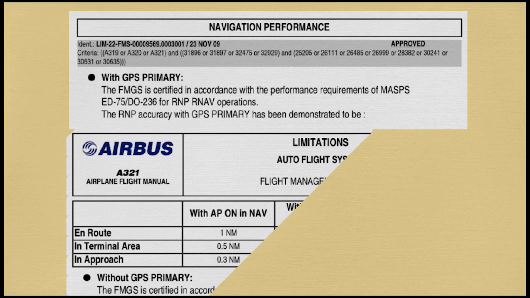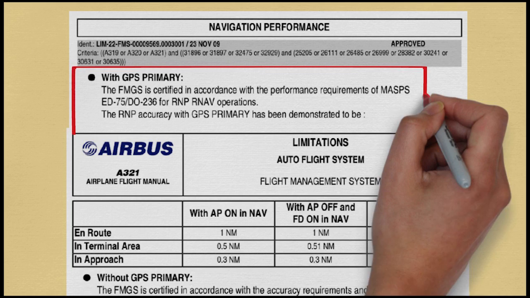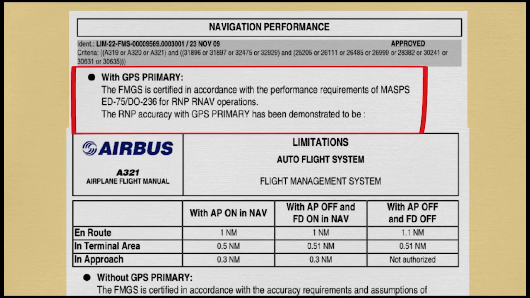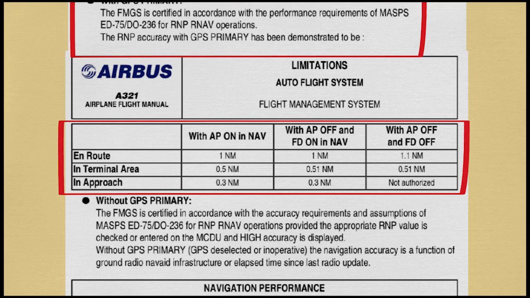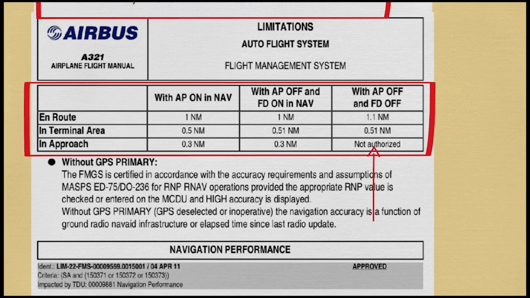A third interesting thing is a table that illustrates the demonstrated accuracy comparing flight modes and phases of flight with GPS primary. Note that autopilot and flight director off is not permitted. Makes sense. This is not a raw data exercise.